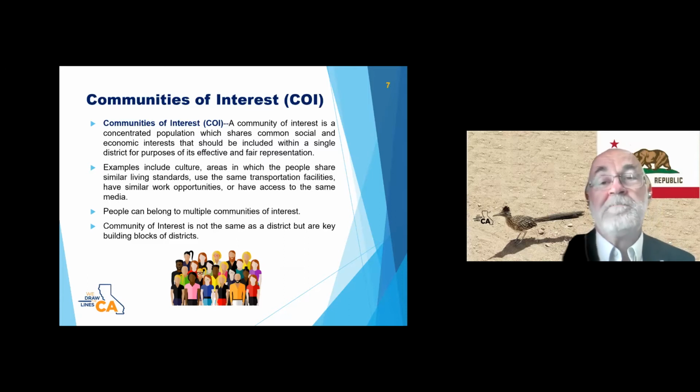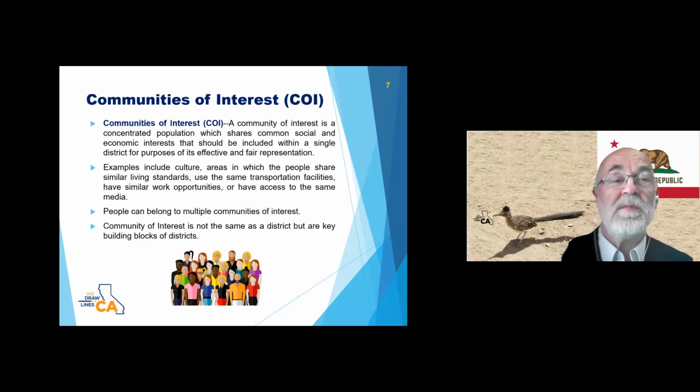Now, communities of interest. These are important, part of criterion 4, but people want to know, what are communities of interest? So we're defining a community of interest as a concentrated population that shares common social and economic interests that should be included within a single district for purposes of its effective and fair representation. So just a couple of examples, and these are only examples. There are cultural communities of interest. There are communities of interest in which people share similar living standards or have similar work opportunities. A community of interest could be an area in which people have access to the same transportation facilities or access to the same media. And hopefully, just contemplating these various examples, you can see that someone could actually belong to multiple communities of interest. They could belong to a cultural community of interest at the same time as they belong to a community of interest around transportation facilities, for example.